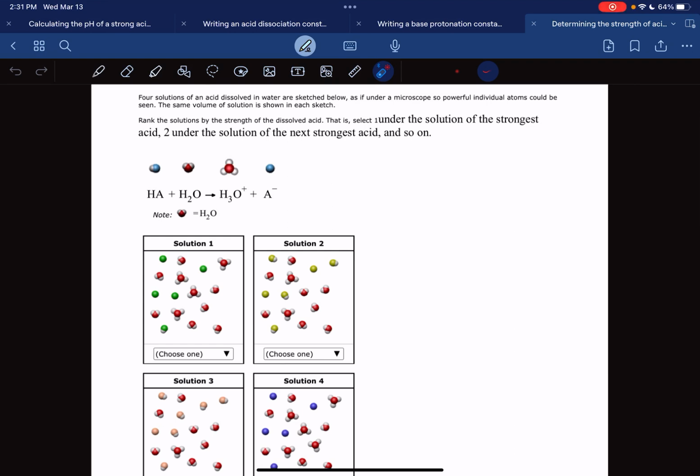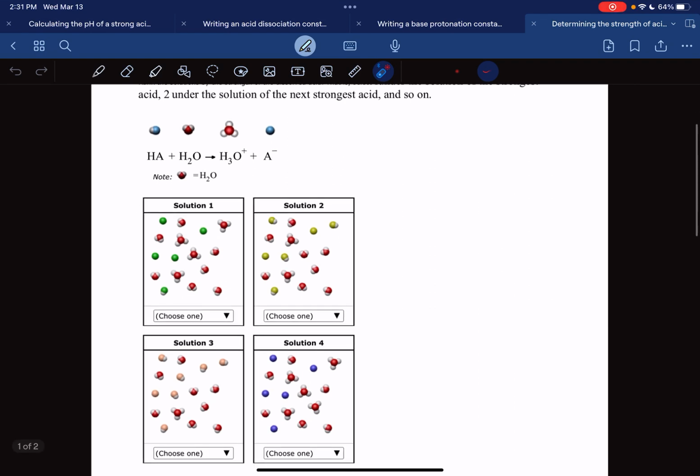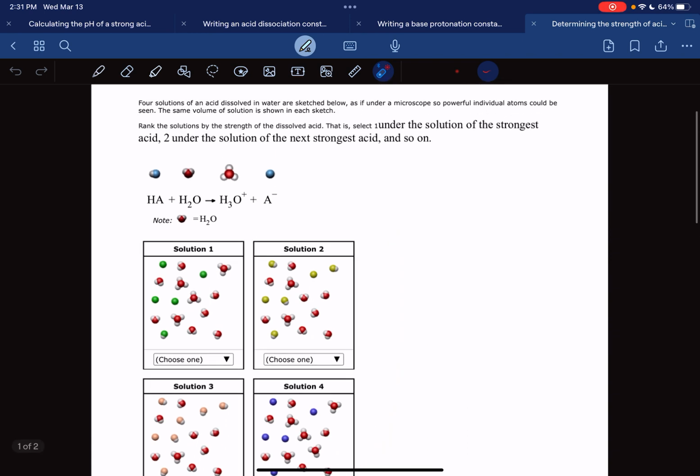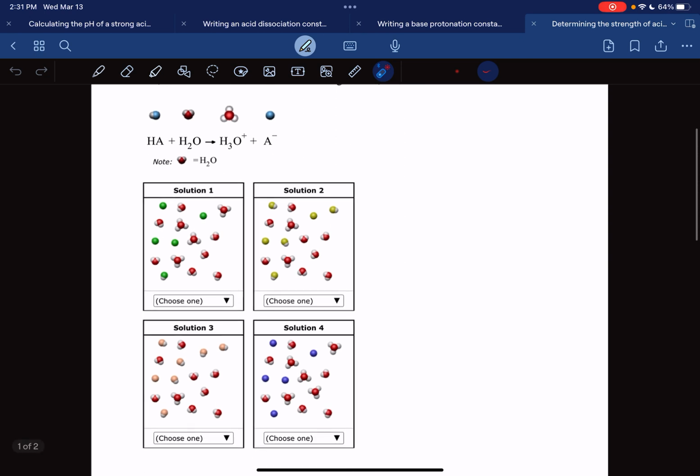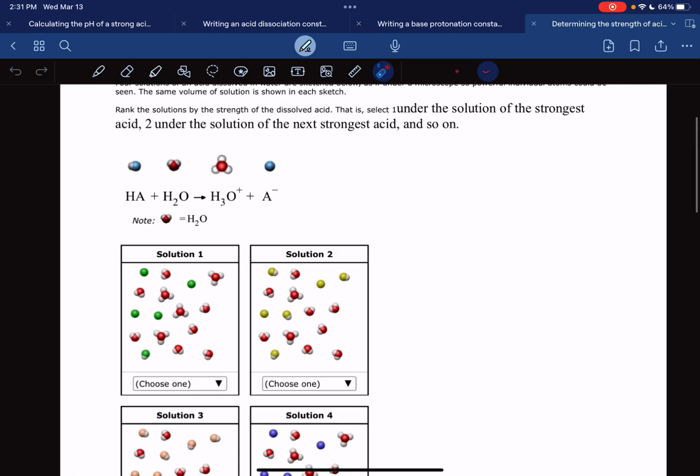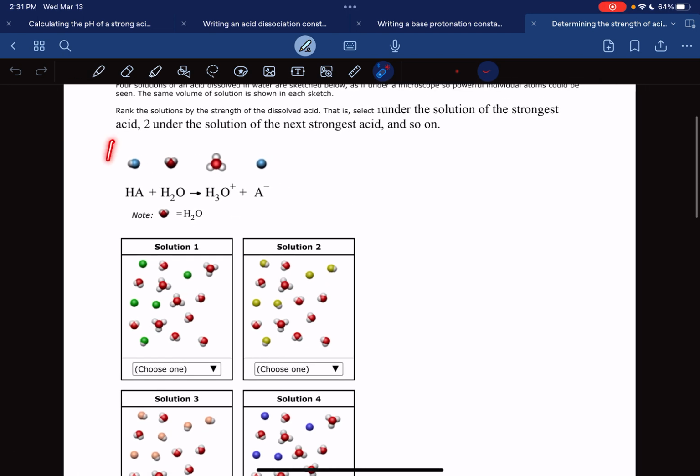Okay, so what we're going to try and do here is figure out which of these four solutions right now has the strongest acid in it. We're going to label that 1 and so on and so forth. I love how in all these they had different colors just to confuse you. But I grabbed one of the basic acid dissociation equations.